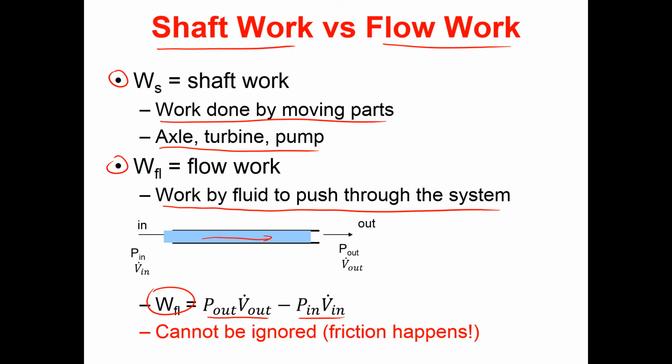And so this is due to friction. As the fluid flows through the pipe, it has friction with other water molecules and with the pipe walls, and so it is going to require a pressure gradient where pressure in is going to be greater than pressure out.